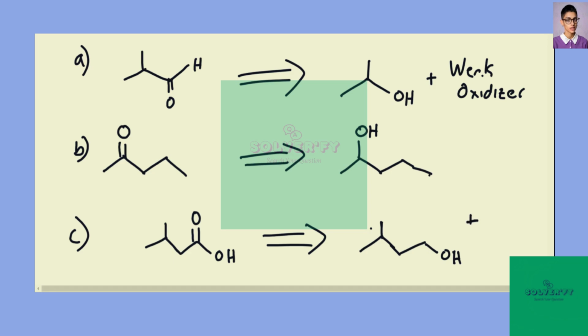But now, instead of using a weak oxidizer, we need to use a strong oxidizer. And the reason is that we don't want to stop at just the ketone. We want the whole carboxylic acid. So we need a much stronger oxidizing agent to guarantee that we're going to get to that state.